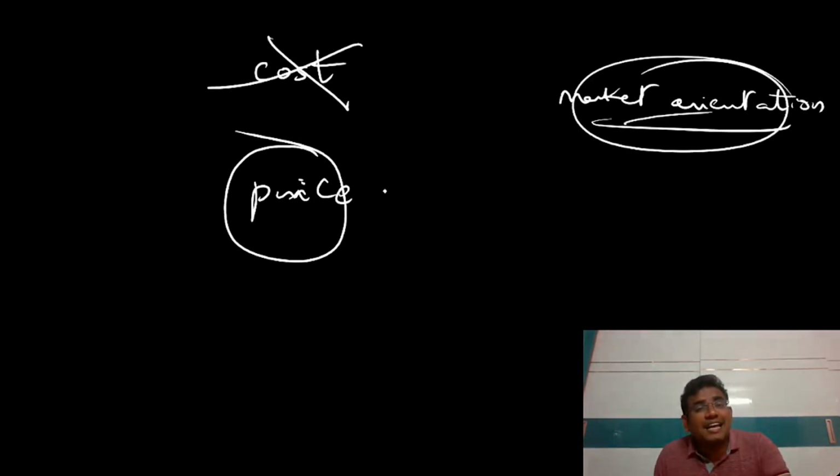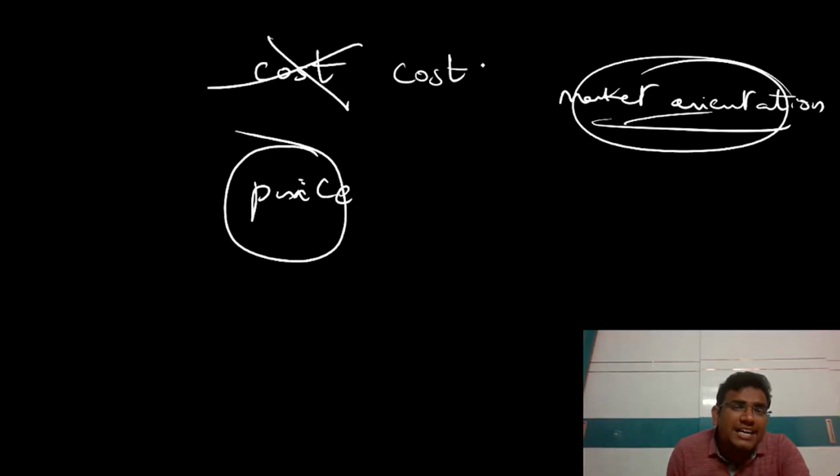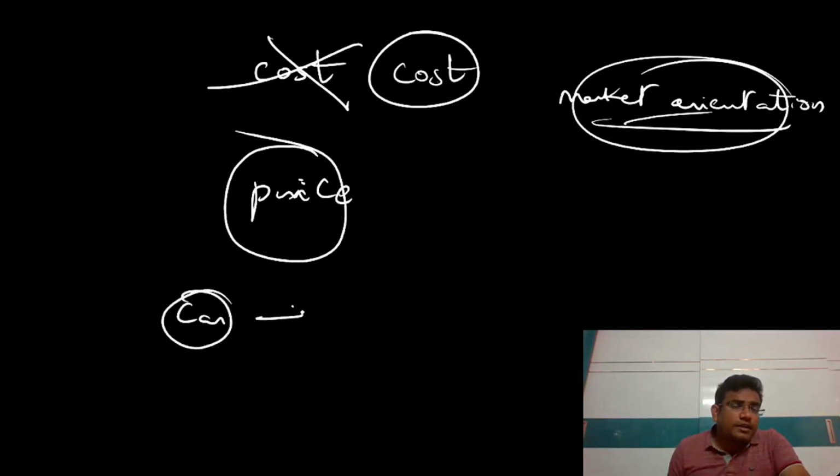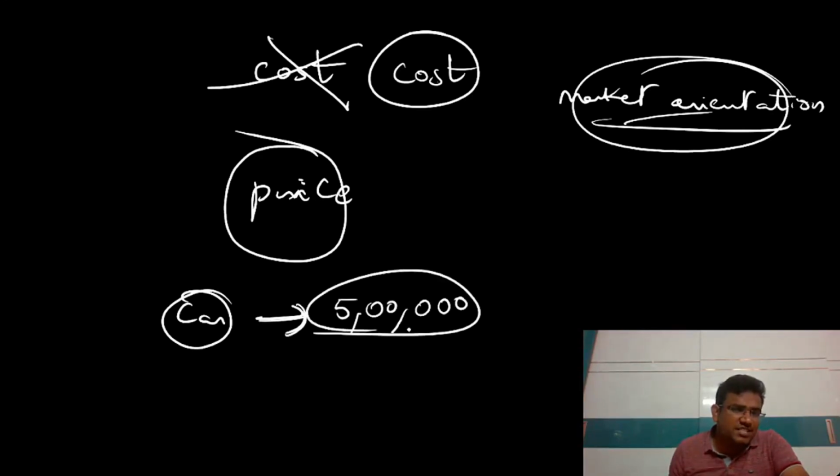Now let us say I am not looking at the market, I am looking only at the cost. Then it is called cost orientation. For example, guys, I manufactured the car. I spent 5 lakhs to manufacture.